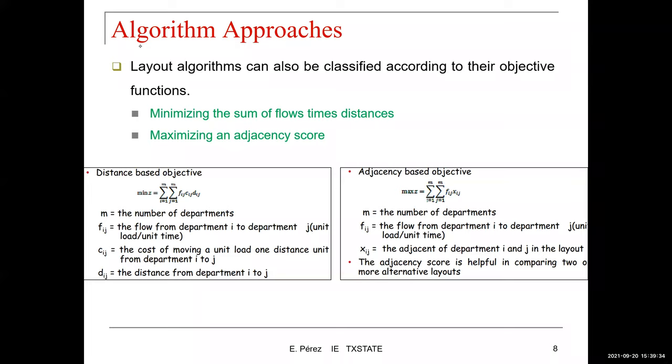And then the adjacency score, basically you want to maximize the flow from department I to department J. And Xij is going to represent the adjacency of departments I and J in the layout. So the closer they are to each other, the higher this value Xij. And you are trying to maximize that summation.